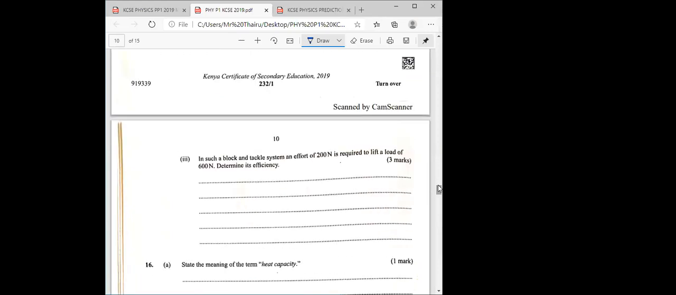In such a block and tackle system, an effort of 200 newtons is required to lift a load of 600 newtons. Determine its efficiency. So quickly do the calculation and then you give me the answer. Do the calculation, I'll wait for you.